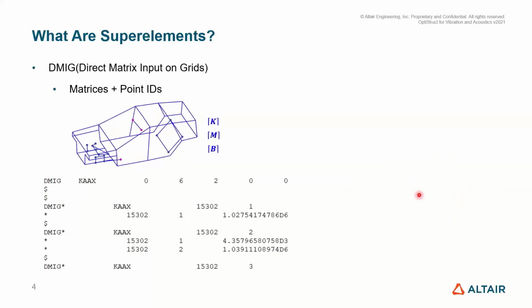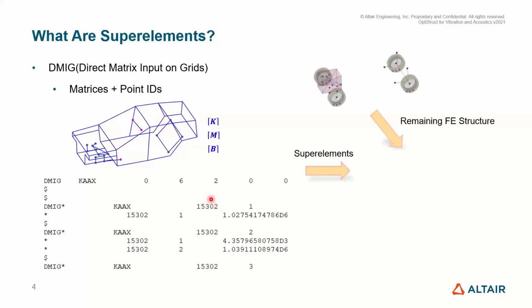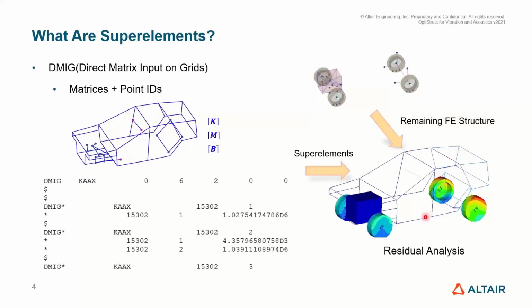Sometimes people also call it DMIG, which stands for Direct Matrix Input on Grid. Basically, the DMIG stores matrix name, grid ID, and matrix entries associated with a grid ID. And using the grid ID, the superelements can be connected with other superelements or the remaining FE structure. Then we can perform a residual analysis.